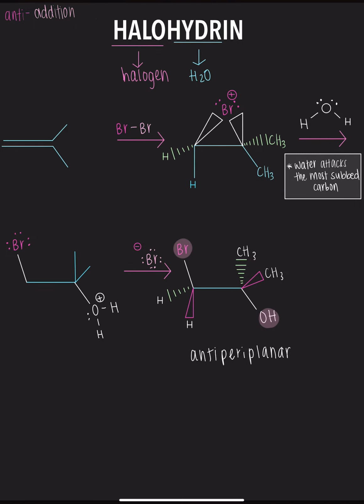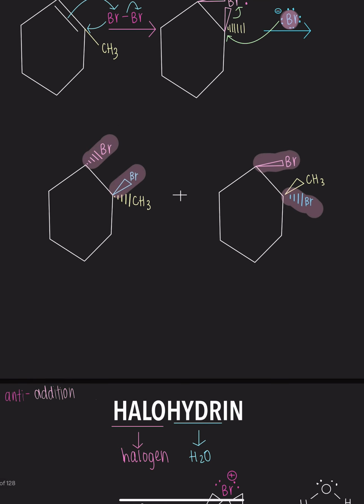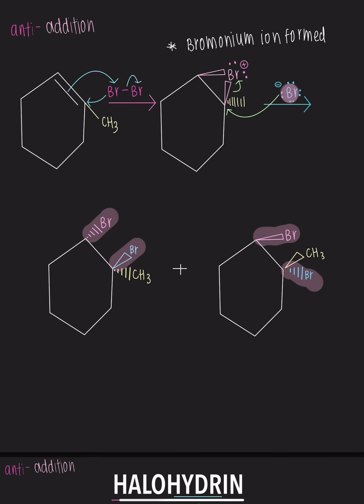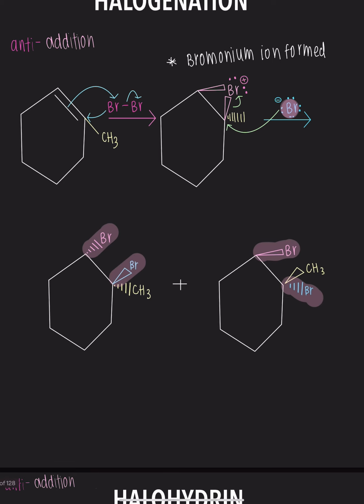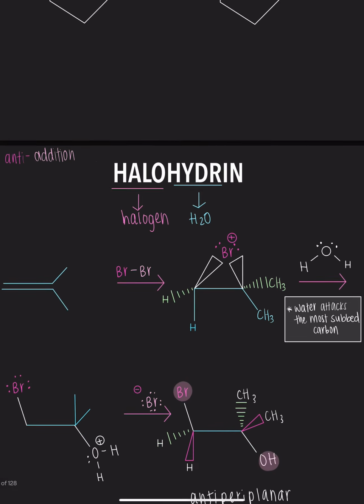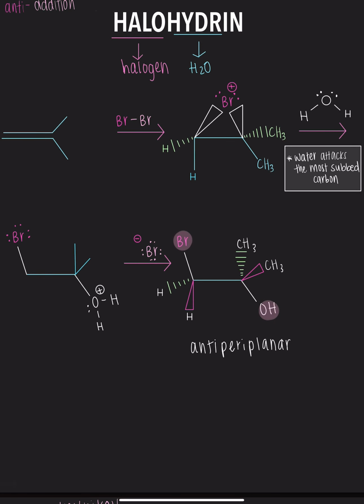As you saw in the halogenation reaction, you form your bromonium and then you're going to attack with your bromine, and the bromine is going to attack again the most substituted carbon. You're going to have a very similar reaction here. But as the name suggests, it's halohydrin. What is halohydrin? Halo for halogen, hydro for water.